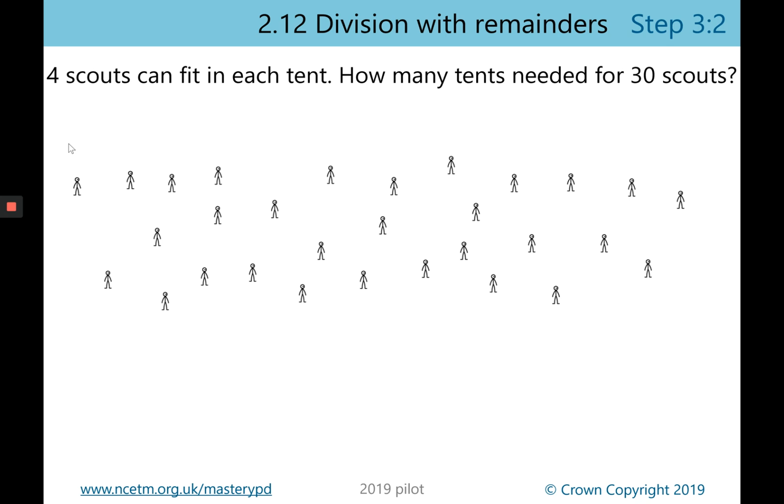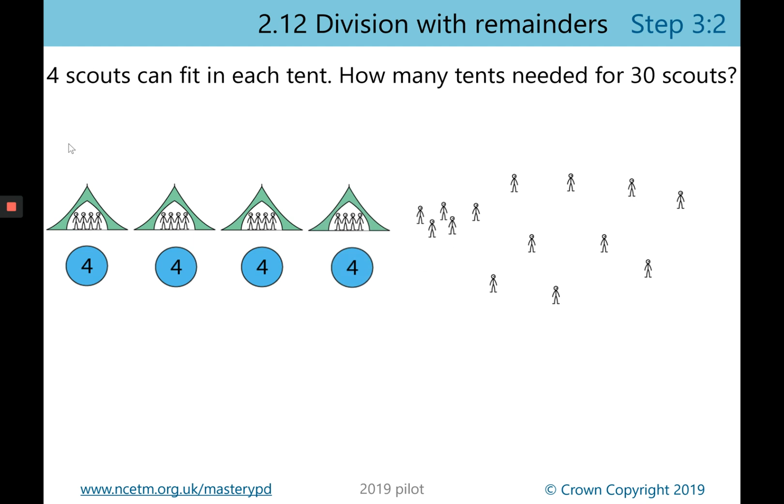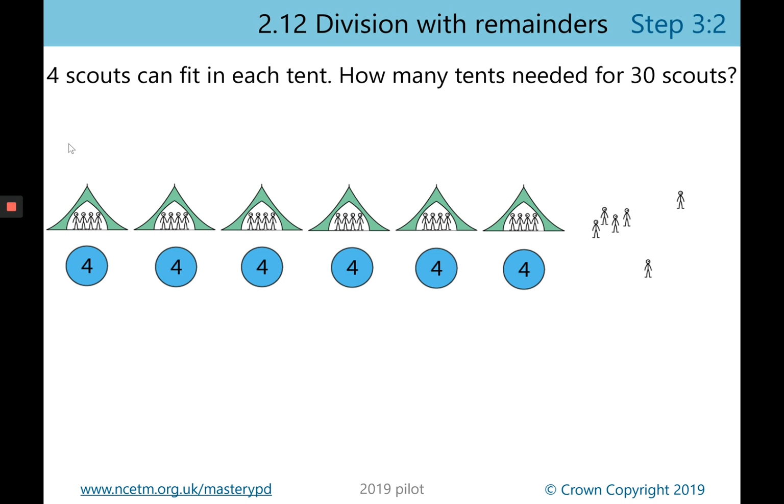So let's see if I can move these people. There's one tent with 4 in. The next tent with 4 in. Next tent. We've got 4 tents so far. 5 tents needed. 6 tents needed. 7 tents needed.